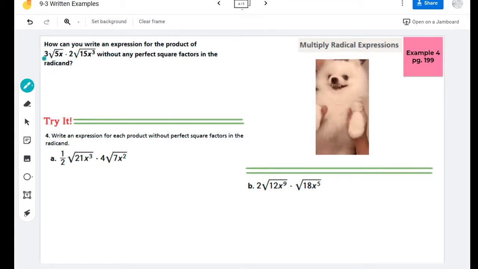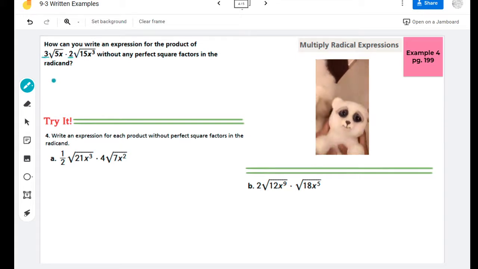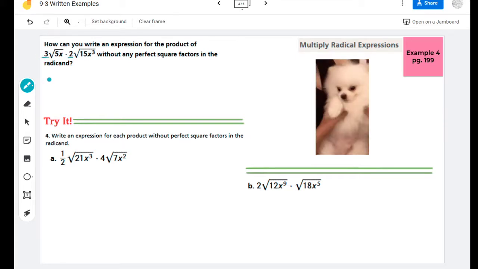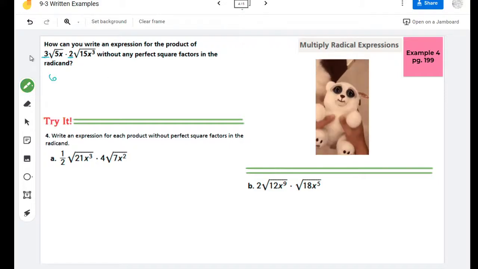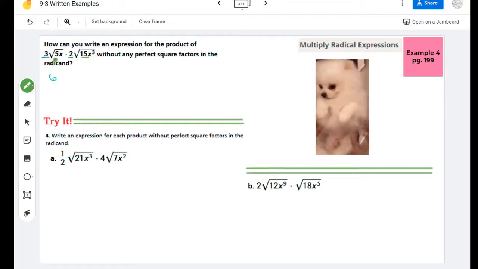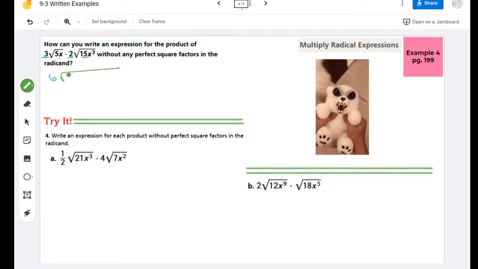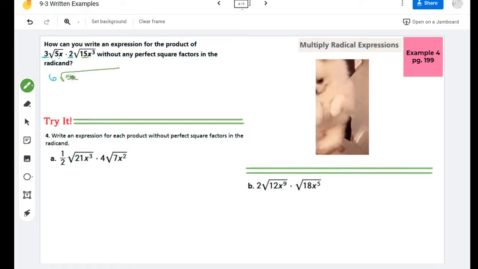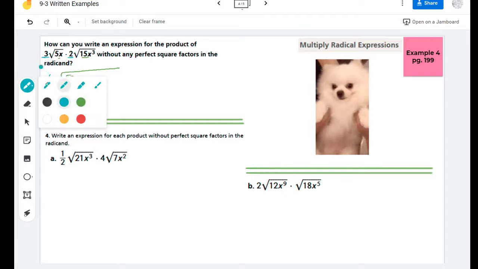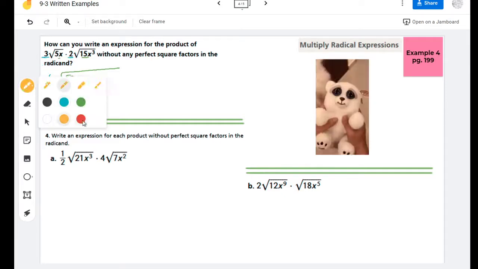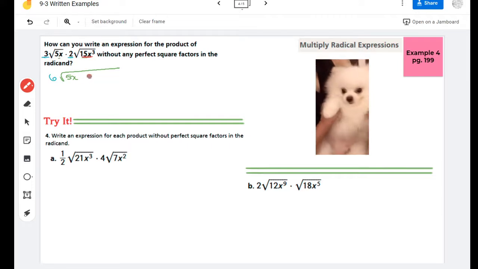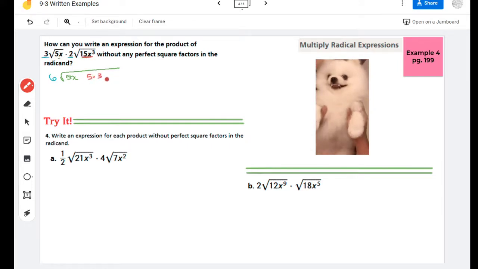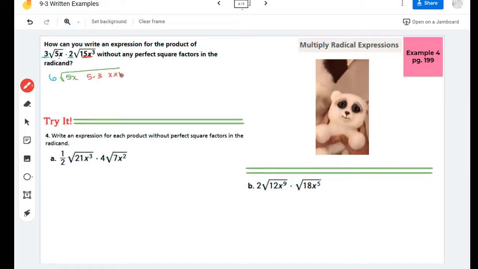So I take the coefficients in front, the 3 and the 2, and I'm going to multiply them together into a 6. And then all this stuff that's underneath my radical just gets written out together. So my 5x is 5x. And then I'm going to go ahead and right away turn this 15x cubed into 5 times 3 times x times x times x.